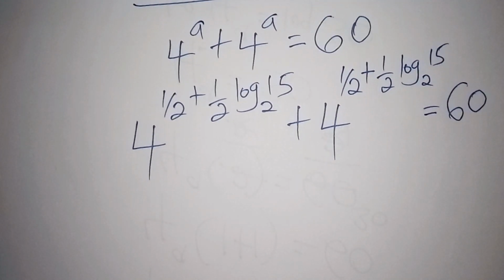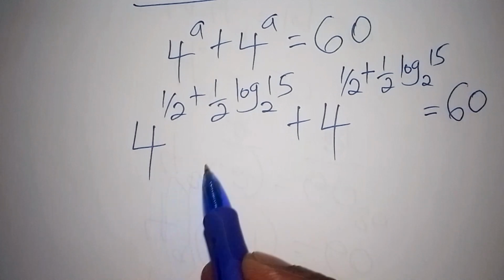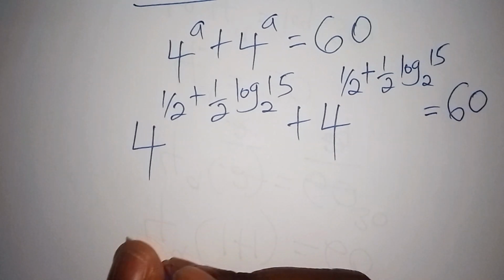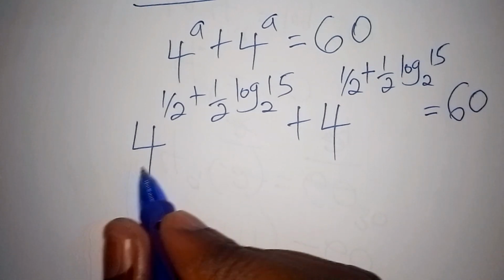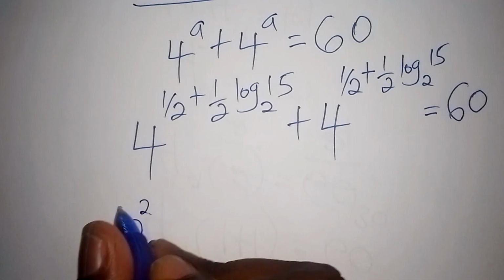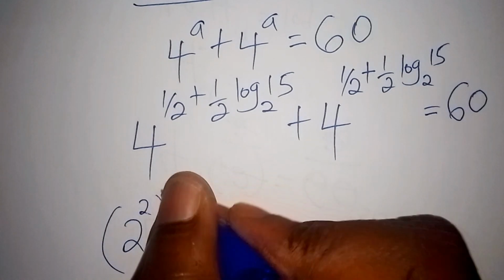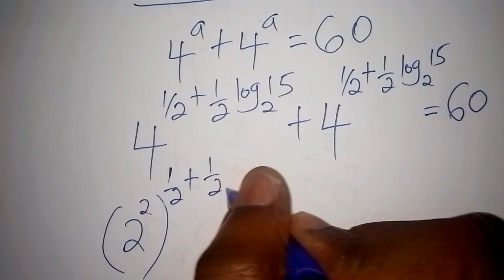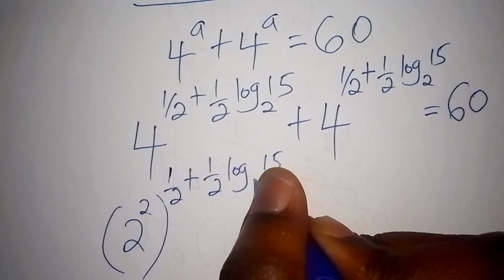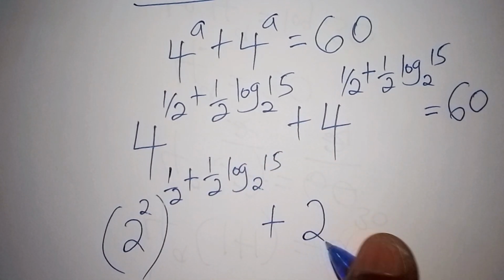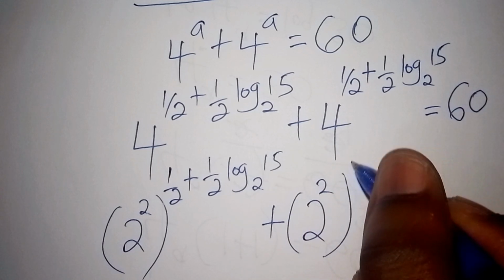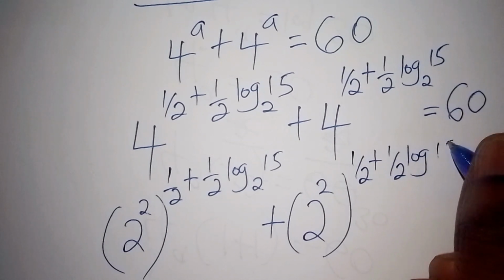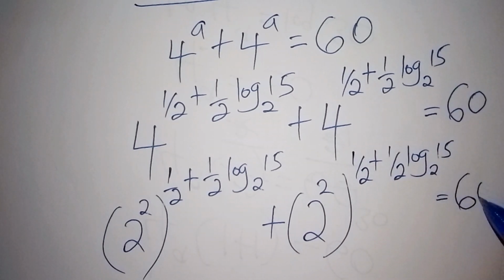Here we shall now change this 4 into an index number and a base. So here we shall have 4 as 2 to the power of 2. Then we shall put them into bracket: a half plus a half the log of 15 to the base of 2, then plus again 2 to the power of 2, then a half plus a half the log of 15 to the base of 2 is equals to 60.